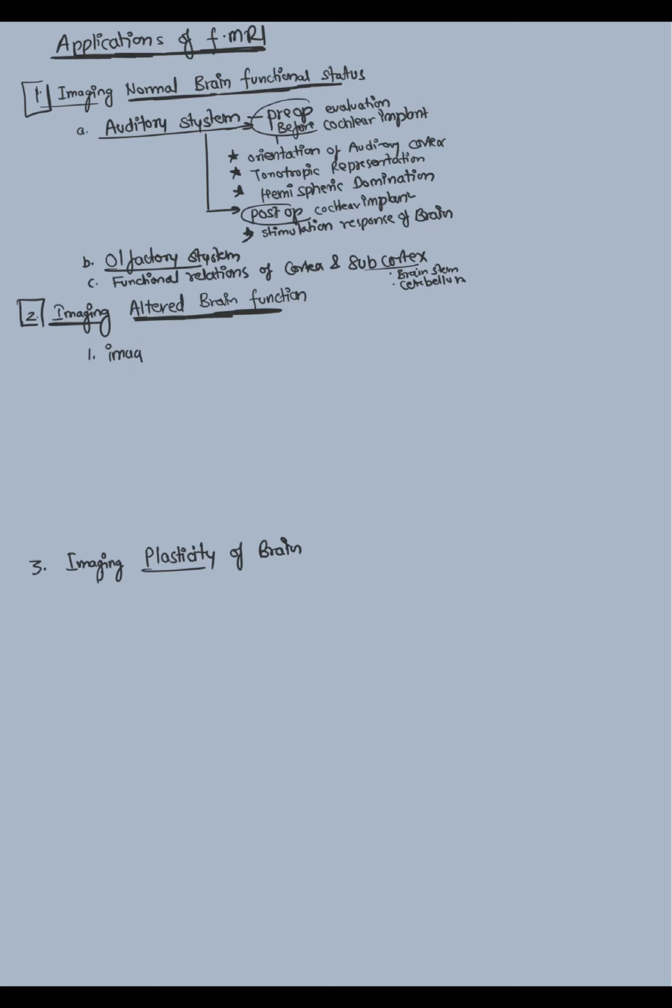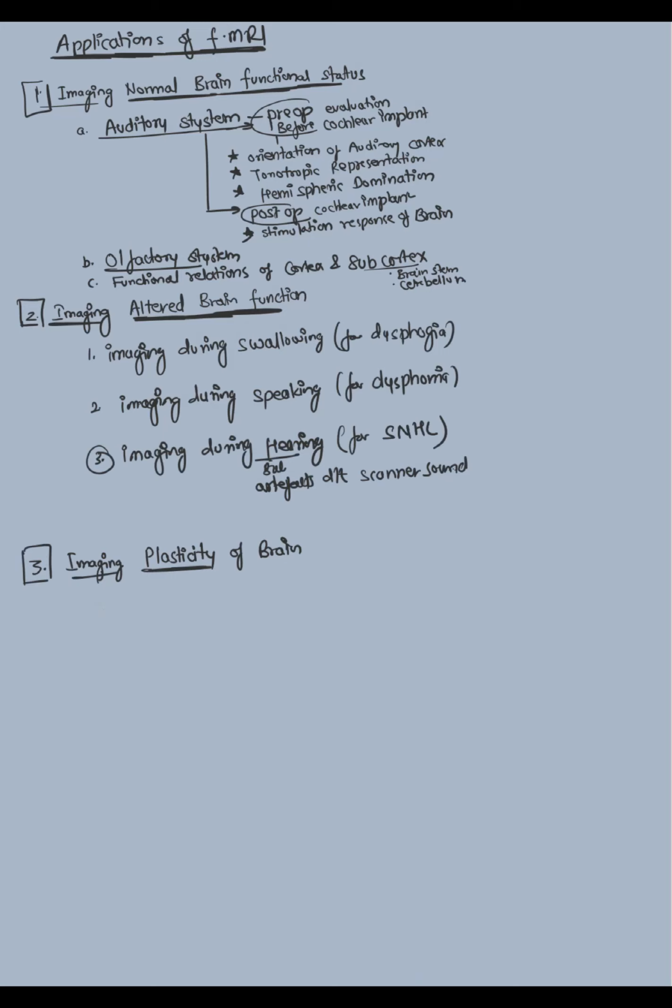Second point is altered brain function. Imaging can be done during swallowing, during speaking, and also during hearing. For swallowing it is done for dysphagia, for speaking it is done for dysphasia, and during hearing it is done for SNHL. But for SNHL there can be artifacts because of scanner sound, so it is not very important, but for swallowing and speaking we can use it.